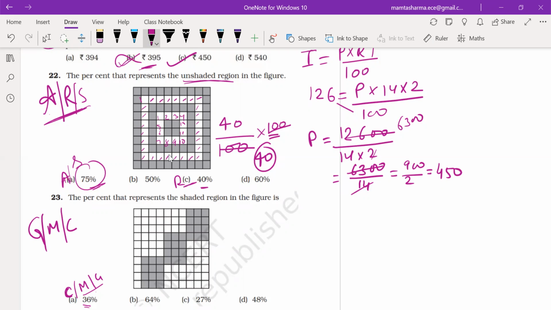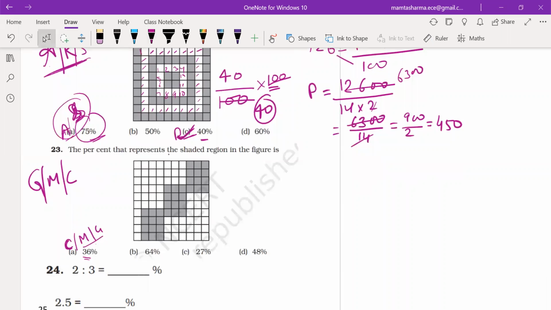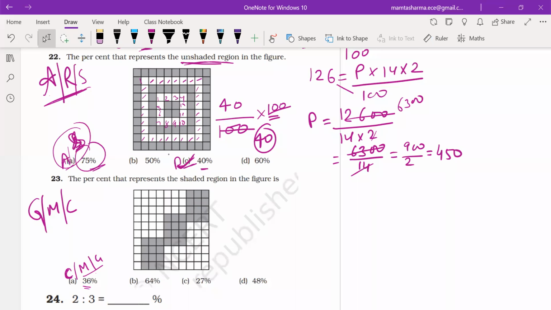So you have to calculate the unshaded. Unshaded means those who are white. Shaded, it's not 75. Ritvik, Aisha, and who is this? Shiva Pranav. Shiva Pranav, both are wrong. He is correct. Ritvik is correct. But even if we do only the unshaded part, it's not 75, ma'am.